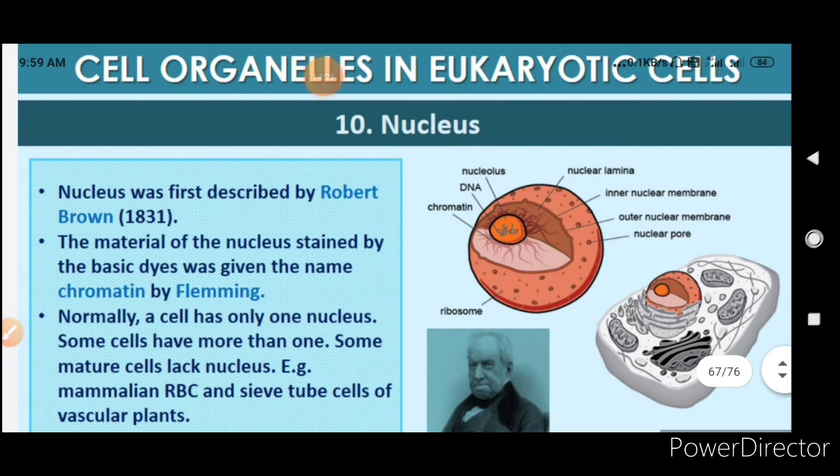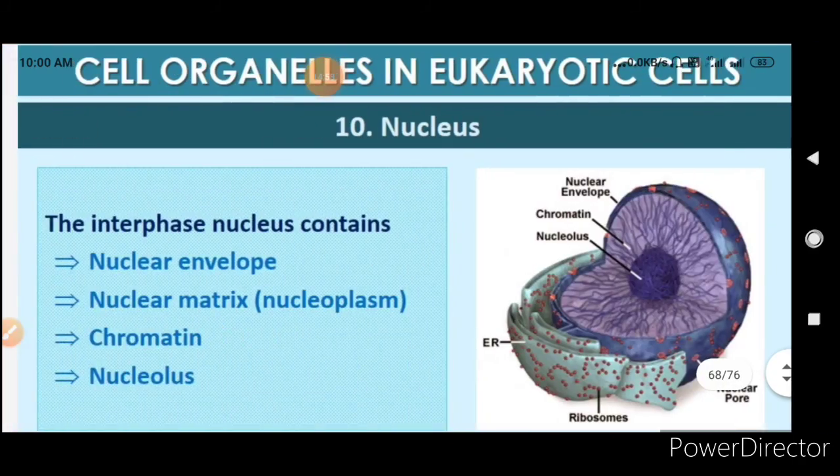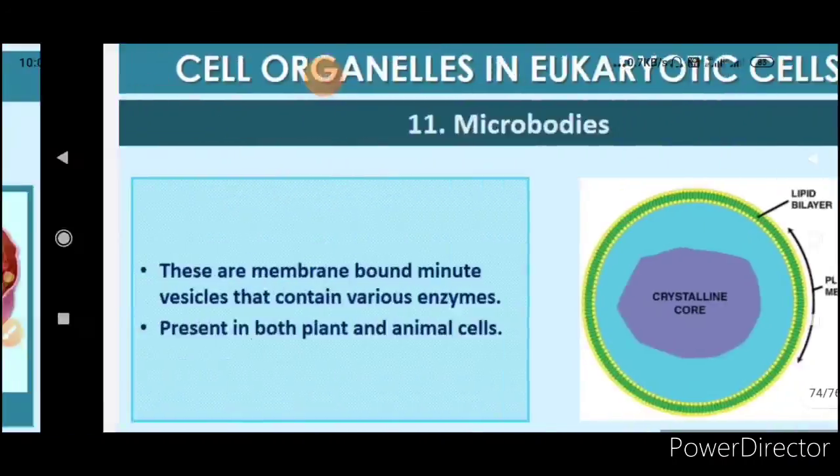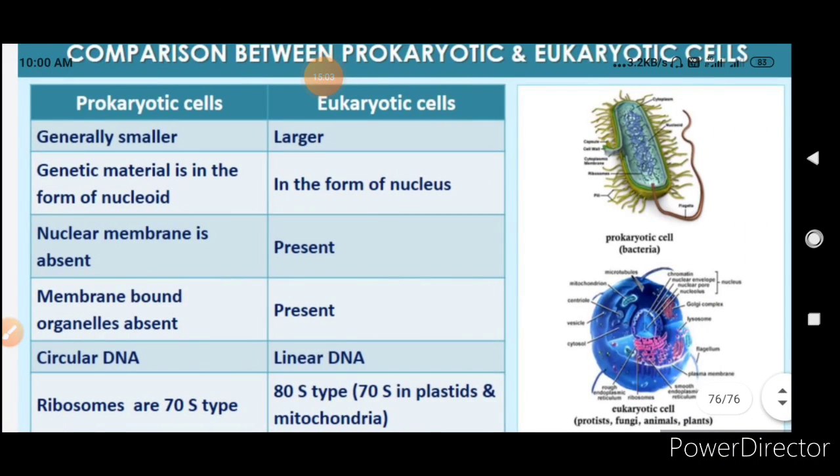Like in mammalian RBC, we don't have a nucleus, as hemoglobin is present, and if a nucleus would have been present, then hemoglobin would not have got so much space to be there. And we know that hemoglobin is necessary for transport of oxygen. So to minimize the space, the nucleus in the RBC is not there, so that hemoglobin can be present in maximum space. So this was all about the nucleus and the general differences between the prokaryotic and eukaryotic cell.